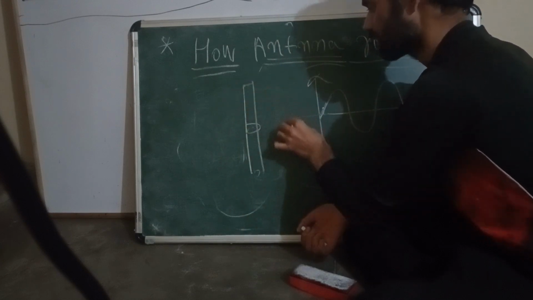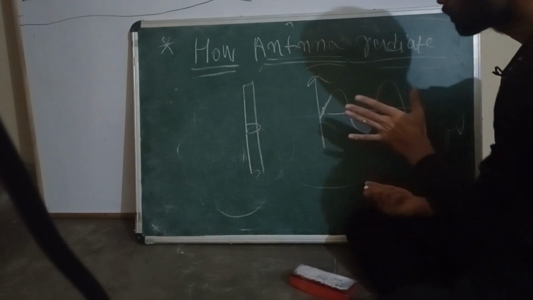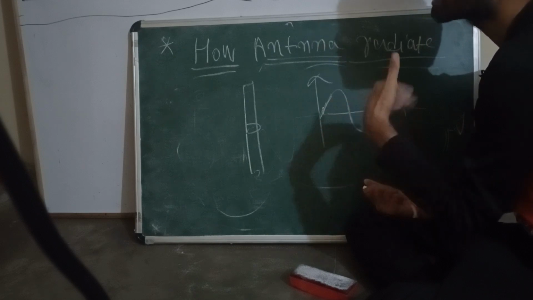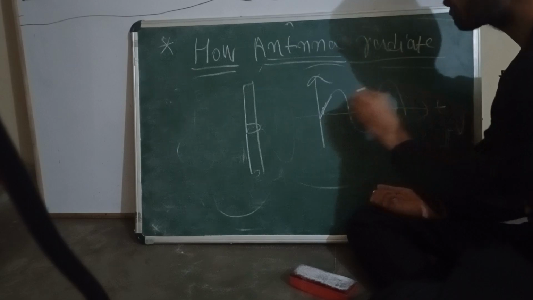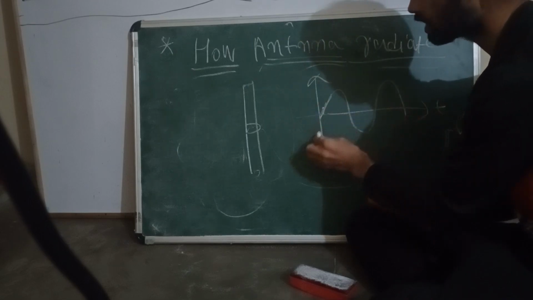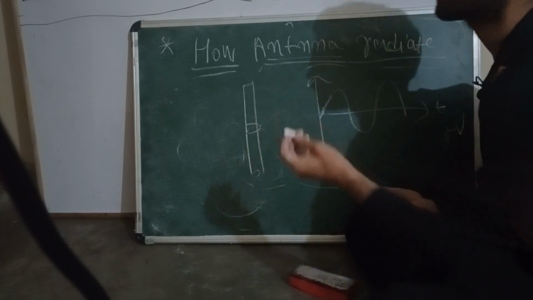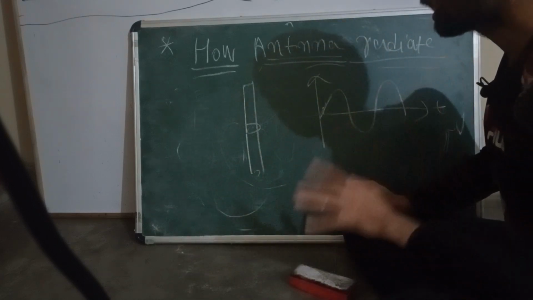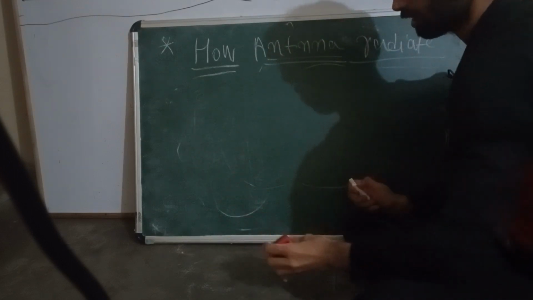It will start radiating. Once we apply the supply as AC supply, which means it is changing with time, and we apply this to this conductor, then this conductor will start radiating. When the conductor radiates, that we know now. Now we will see when this conductor actually radiates.